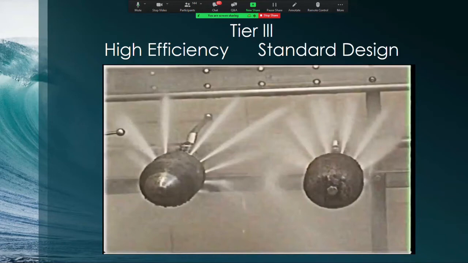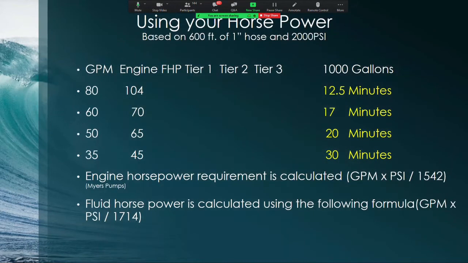So again, high efficiency on the left-hand side, standard design on the right-hand side. We're back to my charts. No apologies on my part. Again, we're looking at flows. We're looking at engine requirements, or engine horsepower requirements, to get the flows we're after.